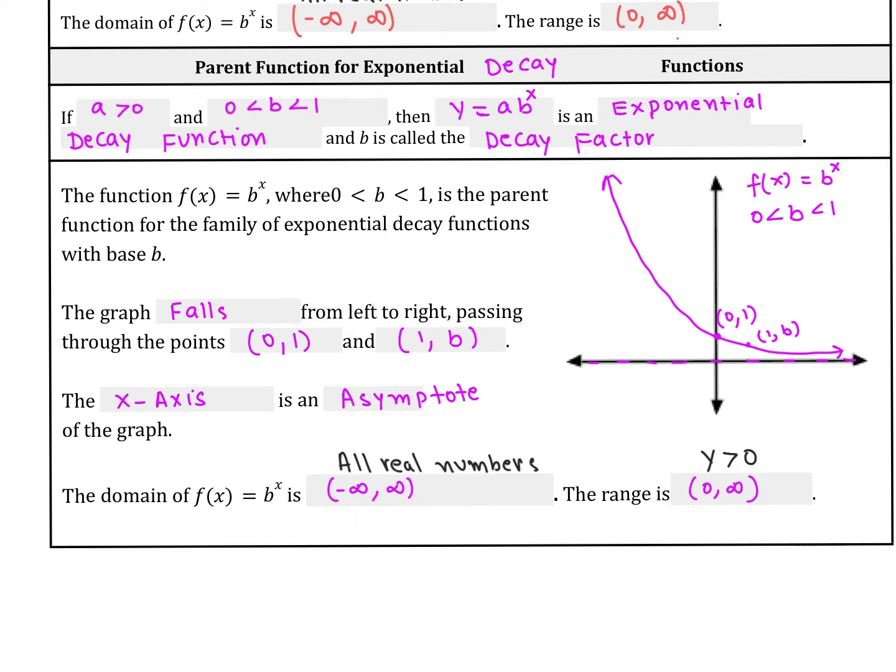Domain of this function is going to go to the left forever and right forever. So it means it's negative infinity to infinity, or all real numbers. This graph is above the x-axis. It means this is greater than 0. So y is greater than 0.